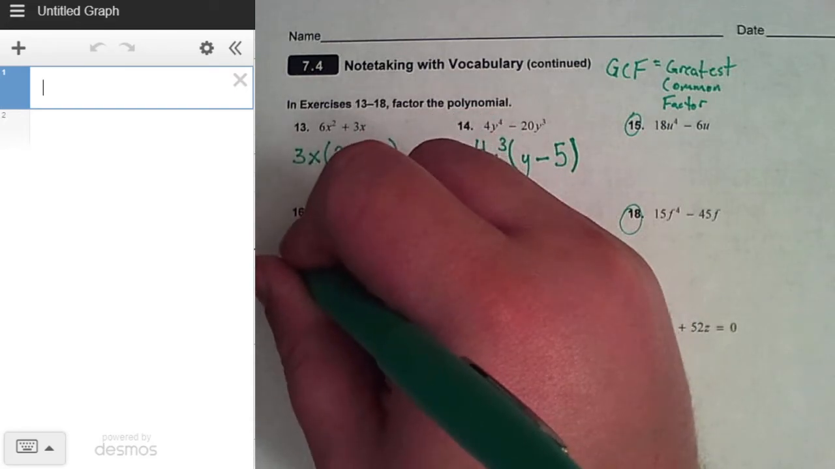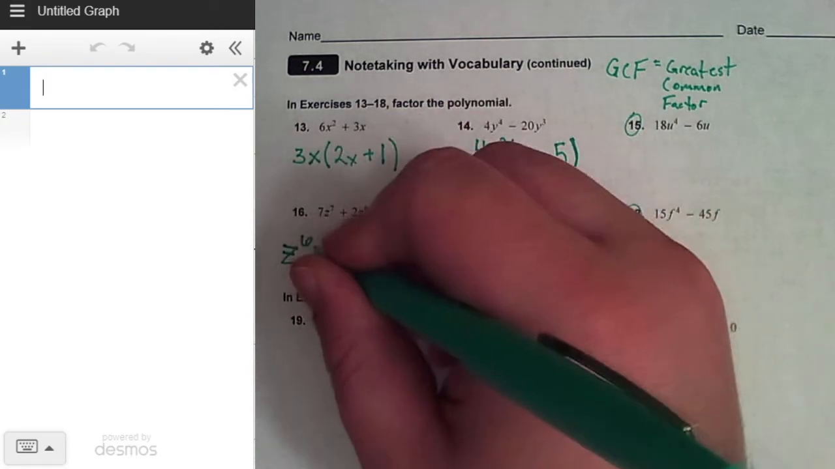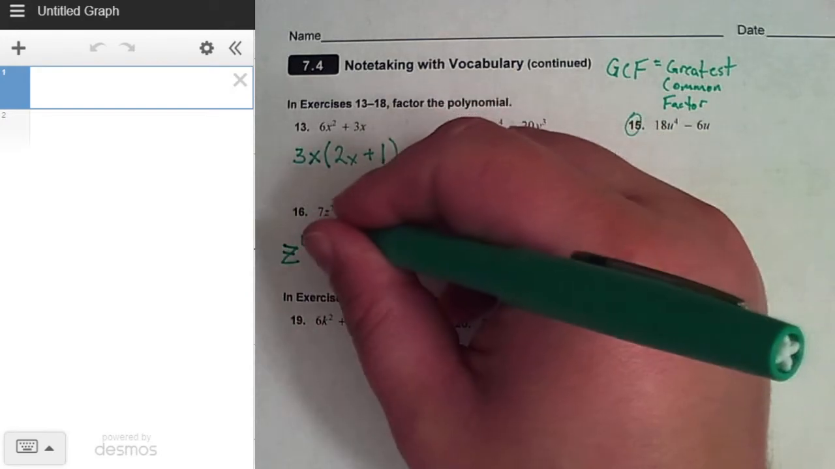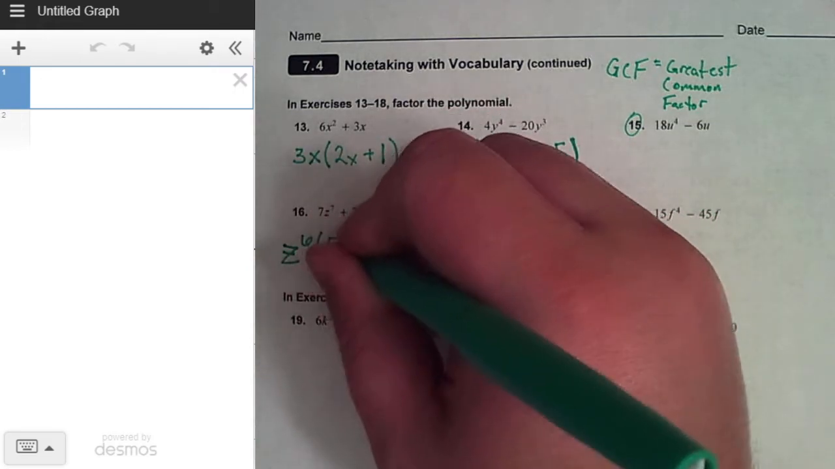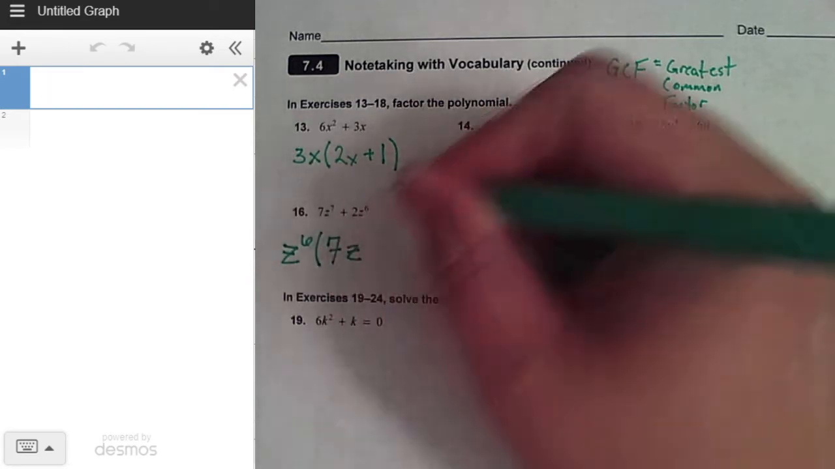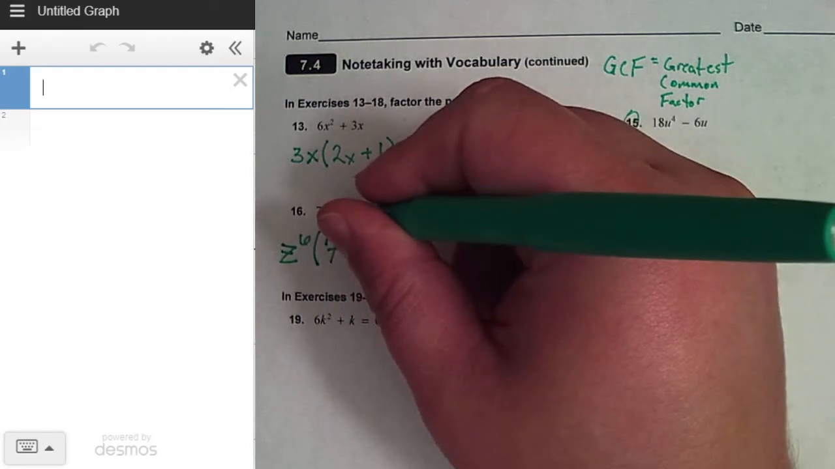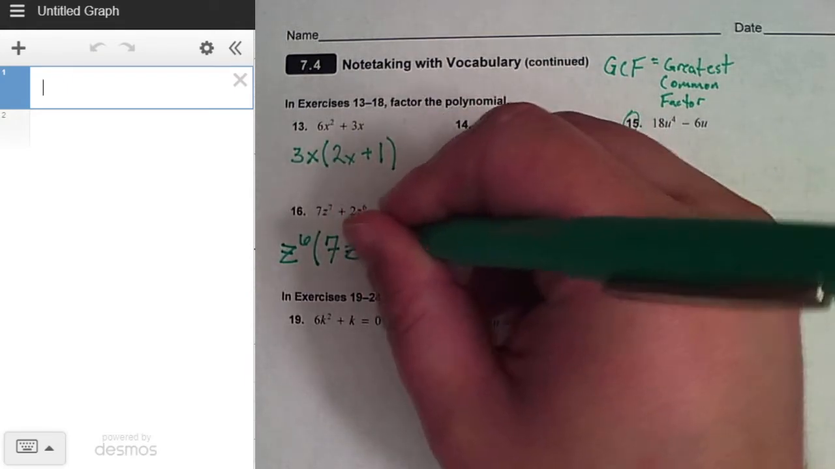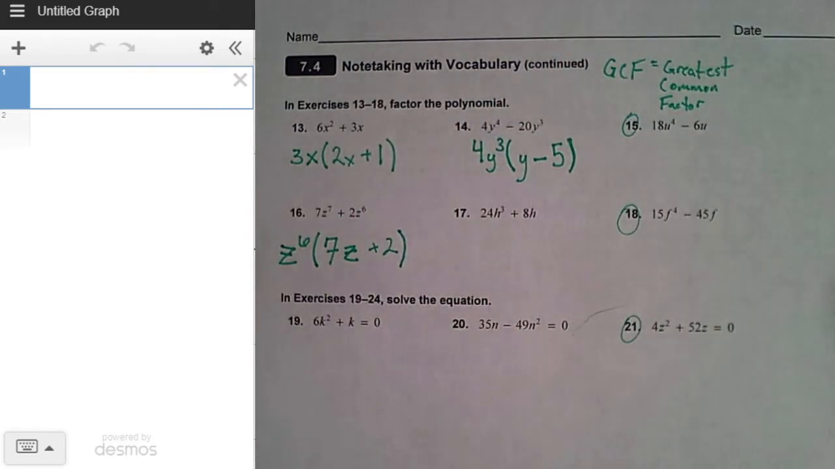by z to the 6th power, because that's the most z's that are shared between both of those. So z to the 6th times 7z is 7z to the 7th power. And then z to the 6th times positive 2 is just 2z to the 6th. So that would be the factored form for number 16.